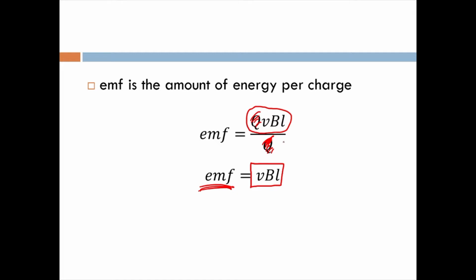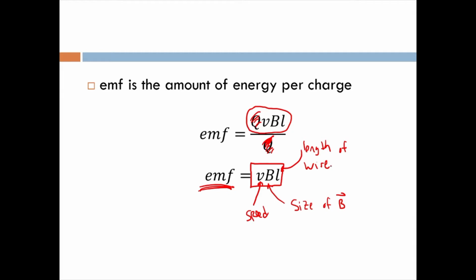So the EMF that gets created doesn't actually depend on what charges are present. It only depends on the speed, the size of the magnetic field, B, and the length of the wire. Okay, there we go. So that's how we can generate EMF using a moving magnet, or using a moving wire in the presence of a magnet.